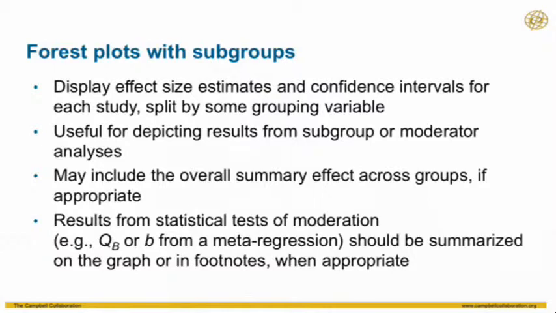This is often useful if you are conducting a moderator analysis, say in an ANOVA kind of framework, and you want to compare the mean effect sizes across two or more groups. There are some situations where you may be interested just in those subgroup effects, so you may not present the overall mean effect size across the groups. That will depend on your review topic and your goals. But if you do conduct statistical tests for whether there are differences between those groups, I want to highlight that you should include the results of that significance test somewhere in the graph, in a footnote for instance. So here's an example of a forest plot with subgroups.